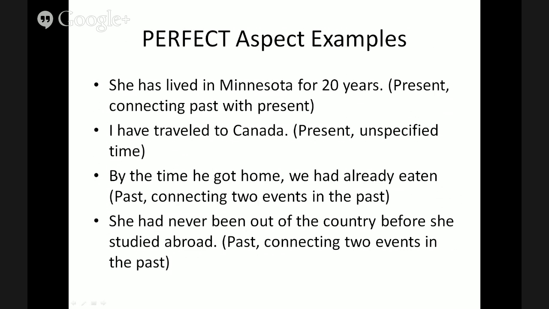We also had, she had never been out of the country before she studied abroad. So this is almost like an unspecified time one, but also connecting two events. So one, the closest to the present time is that she studied abroad. The further one, the unspecified one, is that she'd never been out of the country.